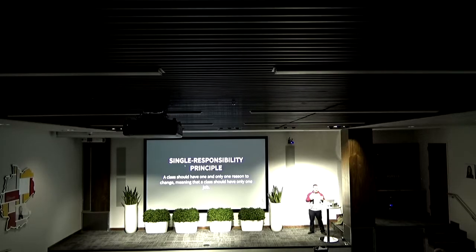A class should have one and only one reason to change, meaning that a class should have only one job. And this is where you see a lot of development where you'll see a class that has many different properties or methods that make you say, I don't know if that's truly the responsibility of this object. You'll see it a lot where it will be pseudo-related, but not fully related.